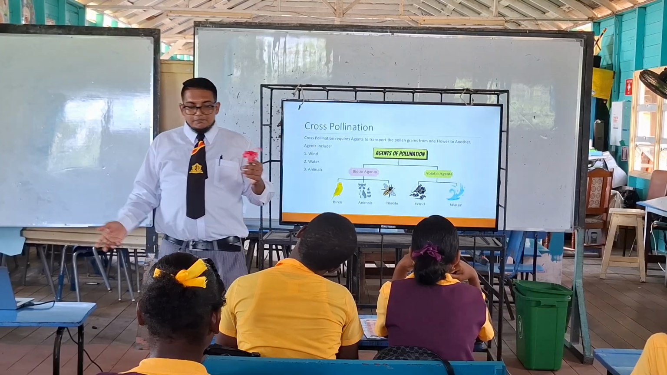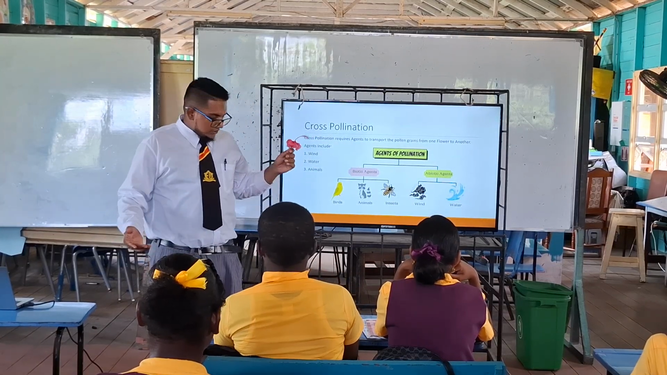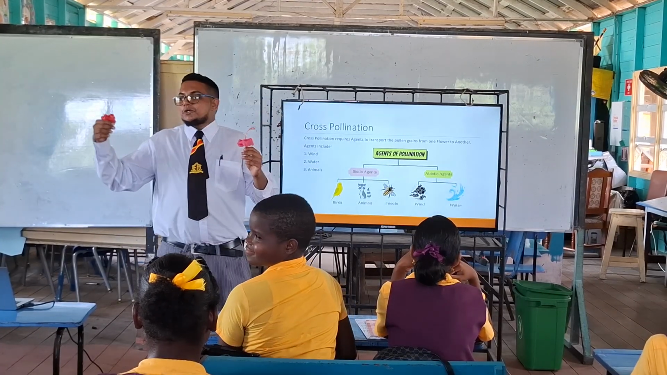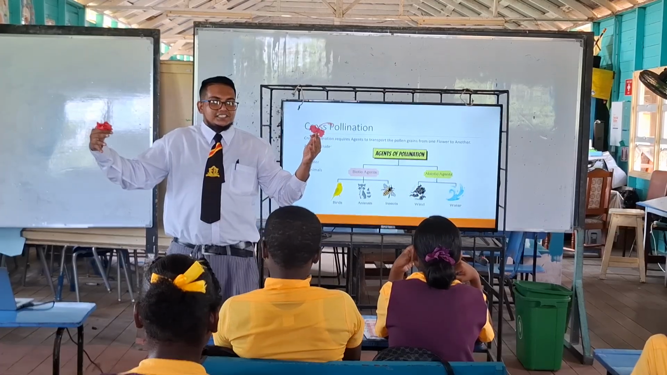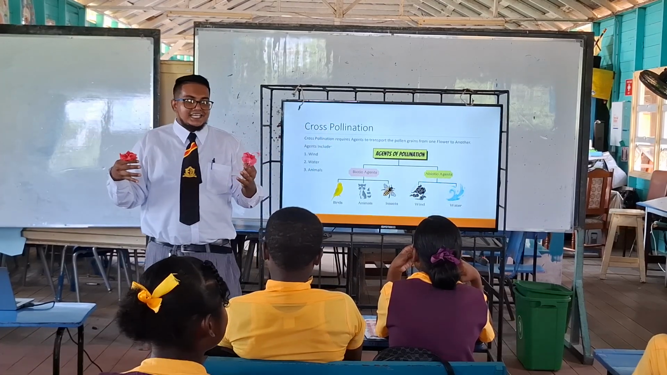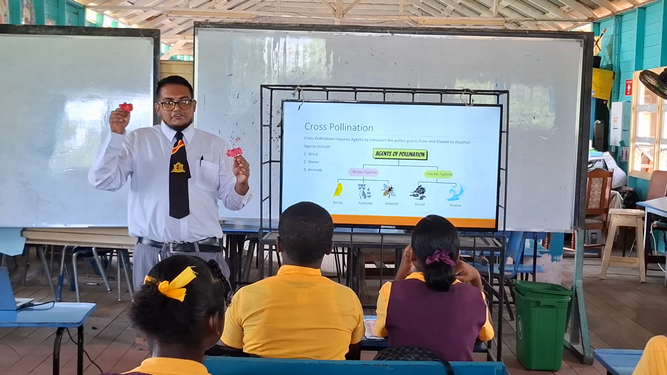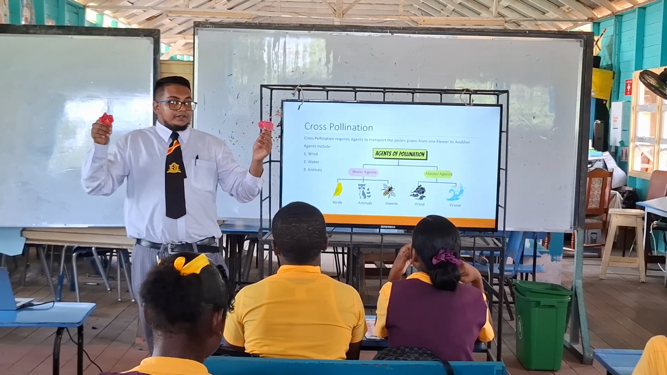Cross-pollination is the movement of pollen grains. Good. Movement of pollen grains from one flower to another one. So cross-pollination is the movement of pollen grains from one flower to another.